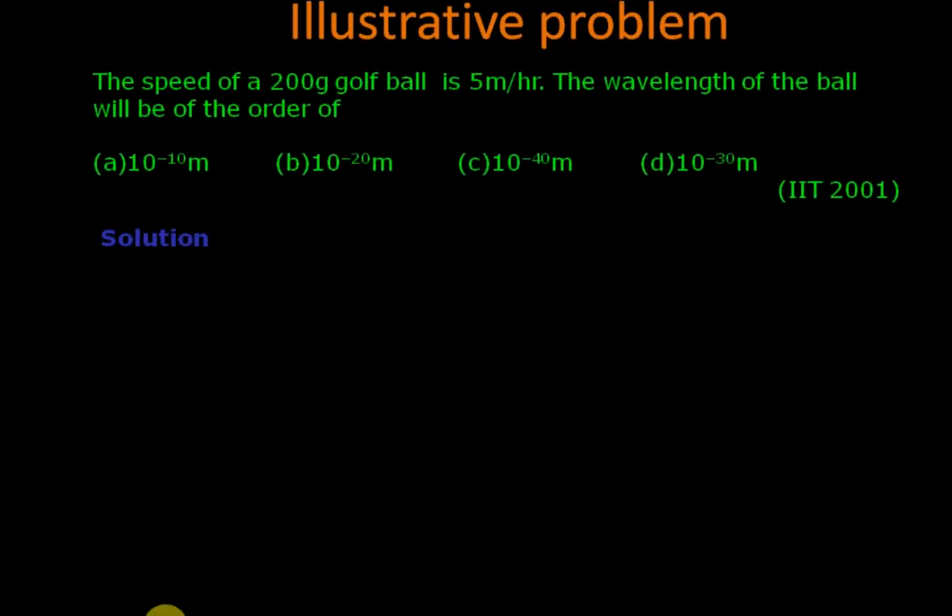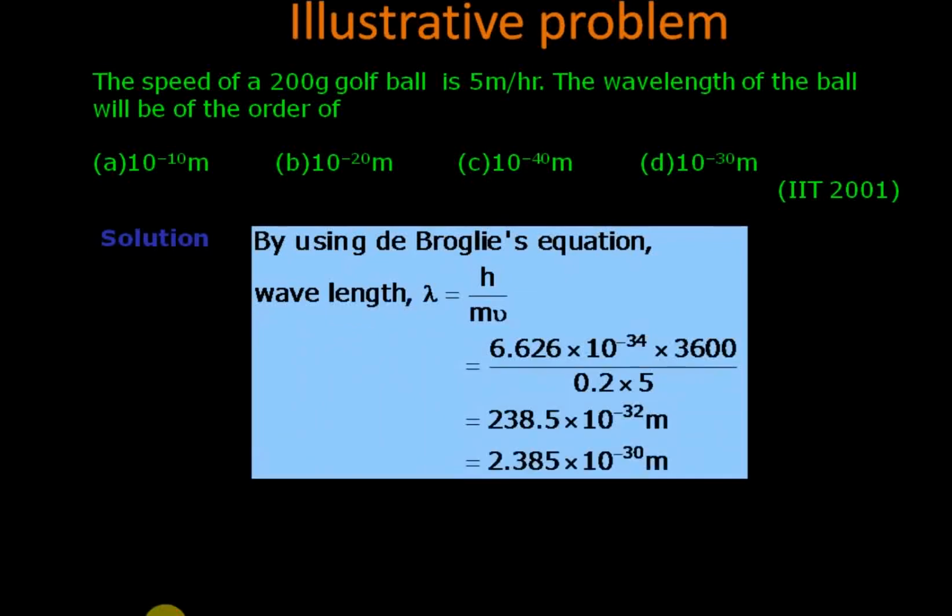Now here we have an illustrated problem. The speed of a 200-gram golf ball is 5 meter per hour, it is moving very slowly. The wavelength of the ball will be of the order of: number 1, 10 raised to power minus 10 meter; number 2, 10 raised to power minus 20 meter; number 3, 10 raised to power minus 40 meter; number 4, 10 raised to power minus 30 meters.